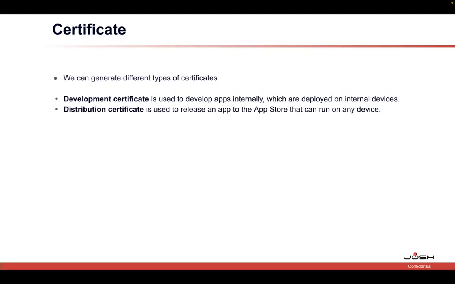Now there are two types of certificates. One is the development certificate, which we generally use at the time of development, when we deploy the application locally on internal devices so that we can run the application while debugging or in development mode. The distribution certificate is used if we have to upload the app on the App Store or TestFlight. So let's start with the certificate creation process.